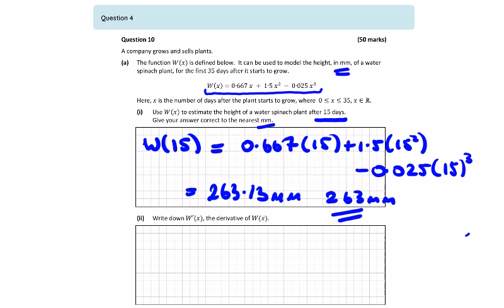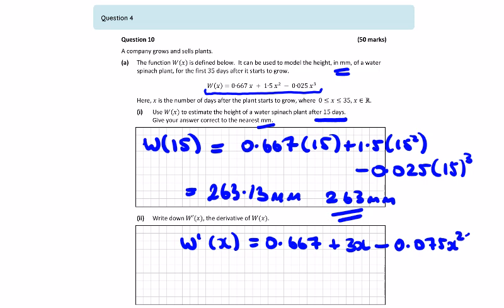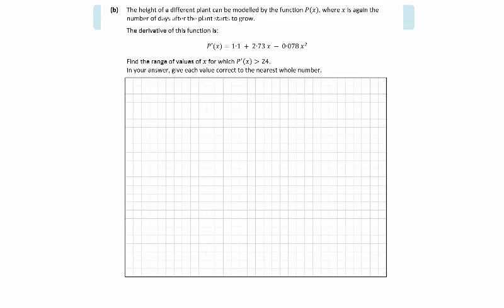Part 2, just write down the derivative. So w prime x is equal to 0.667 plus 2 by 1.5, so plus 3x, and then minus 3 by 0.025 is 0.075, and that will be x squared. And that's the derivative. We saw a similar question to this in video 4, a range of values where this is greater than 24.